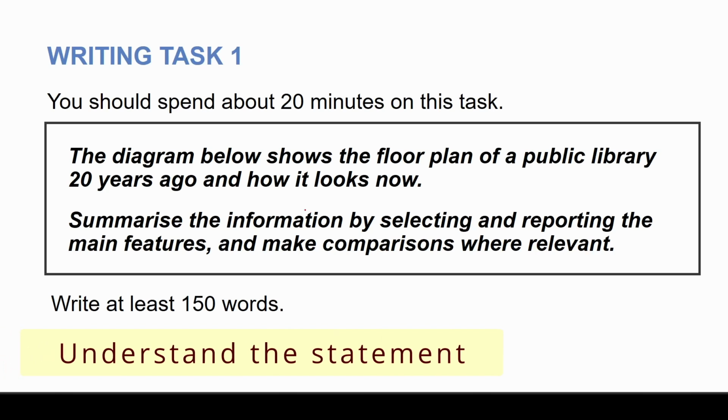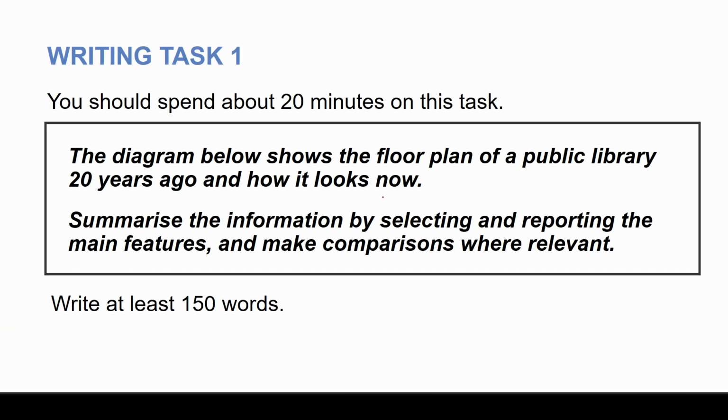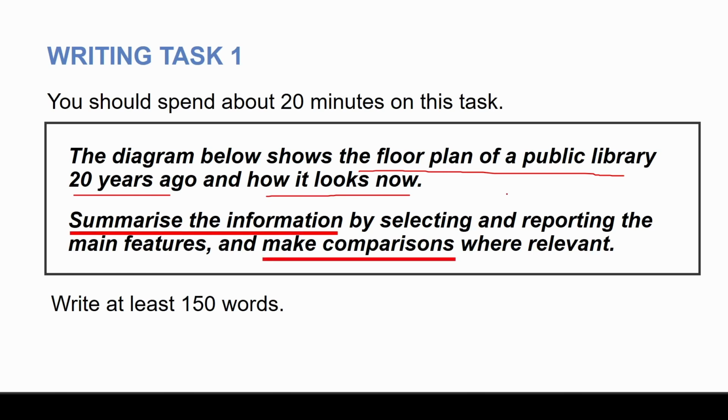This one reads, the diagram below shows the floor plan of a public library 20 years ago and how it looks now. So it's about the floor plan of a public library, the layout of that, and its changes till now. So we need to do two things, you know that already, is to summarize the information by selecting or reporting the main features. And the second task is to make comparisons where relevant. In doing so, we should write at least 150 to be able to cover all the main features.